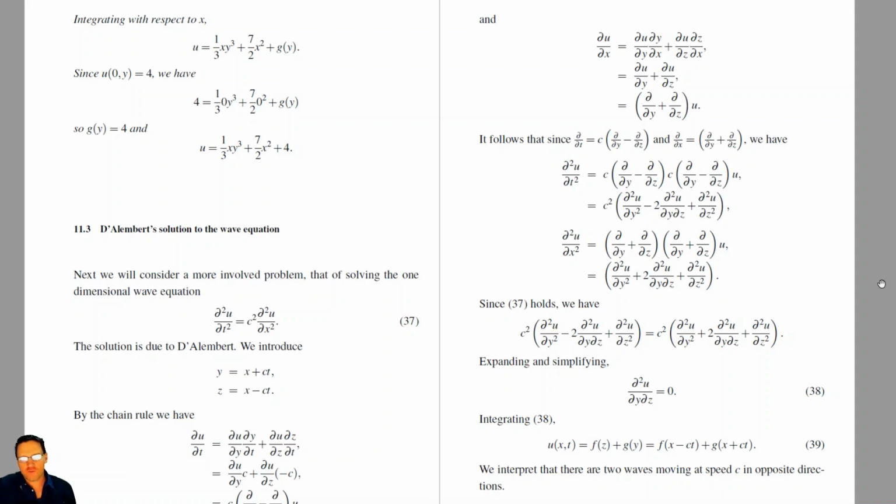Okay, so far we have only seen very simple PDEs to solve. Now I'm going to jump into a more complicated example, but very simple equation. This is called D'Alembert's solution to the wave equation. Before, remember, we showed that certain functions satisfied the wave equation. So let's go back.